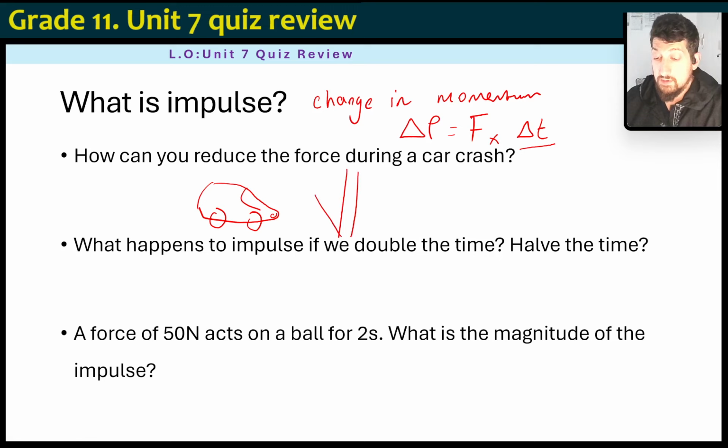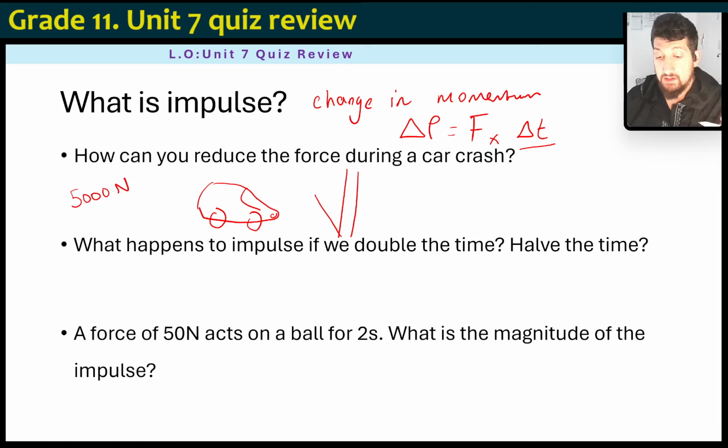Now that force is there. So let's say 5,000 newtons. That force is reliant on the acceleration of the car or deceleration of the car, as well as the mass of the car. So that's not something I have a lot of control over. The person is going to go at a certain speed and they're going to go at a certain mass. But what I might have control over is impulse, that change in momentum, right?